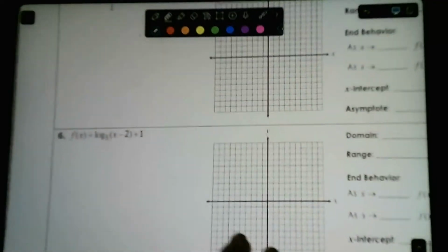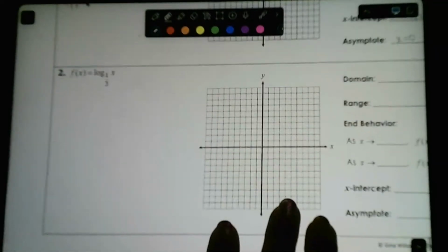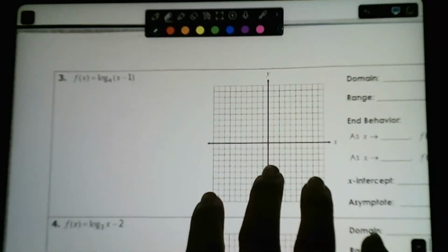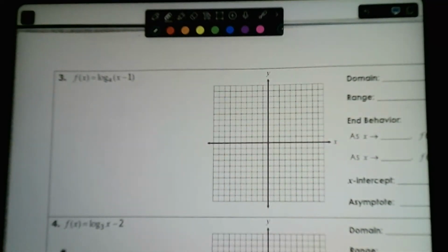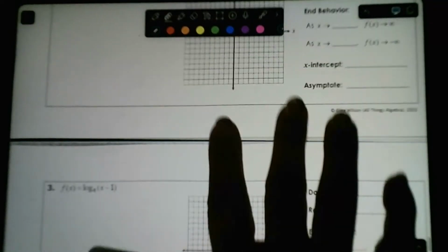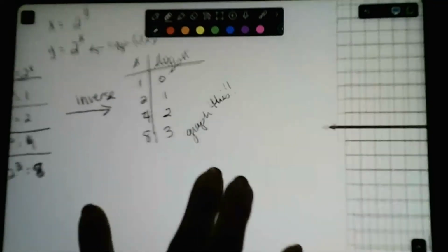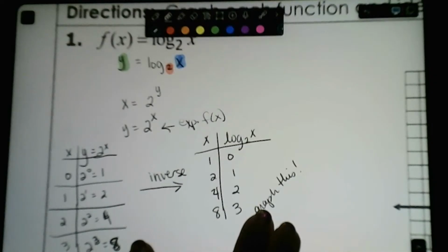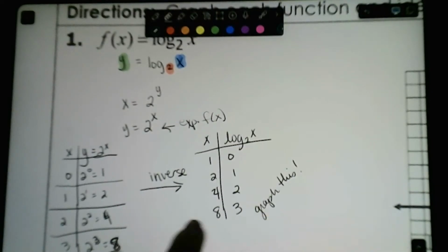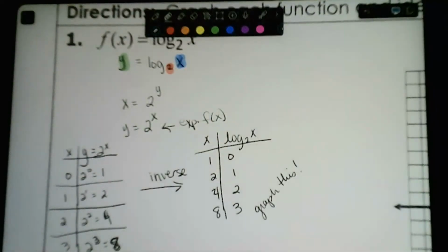The graphs get a little more wonky, but it's because they start doing transformations on you. But remember, you want to go through that inverse to help you out, okay? So create the inverse, and then you can go from there.